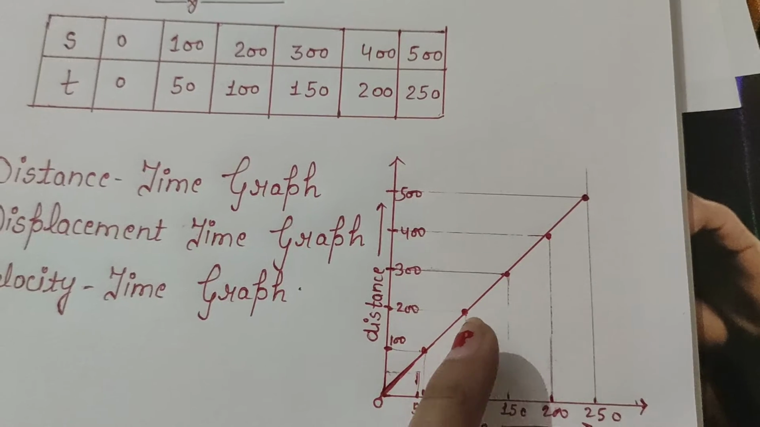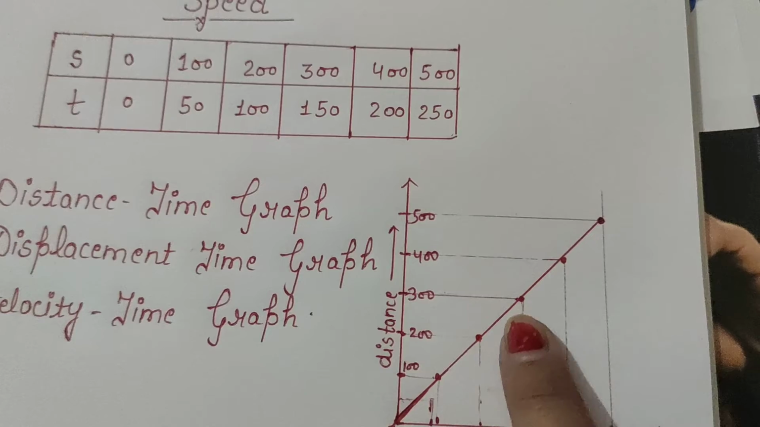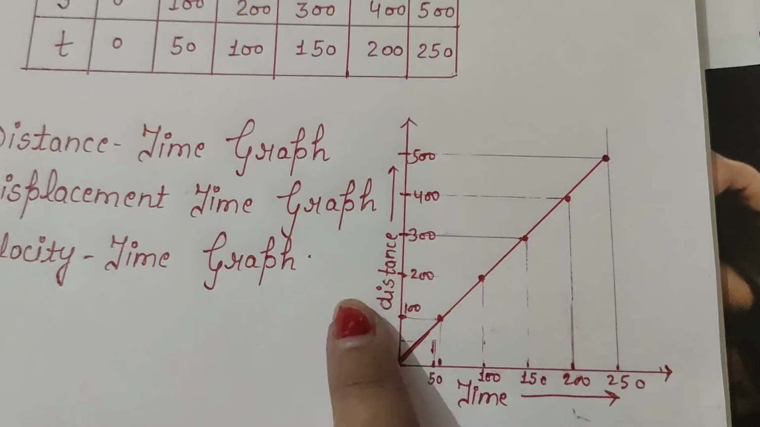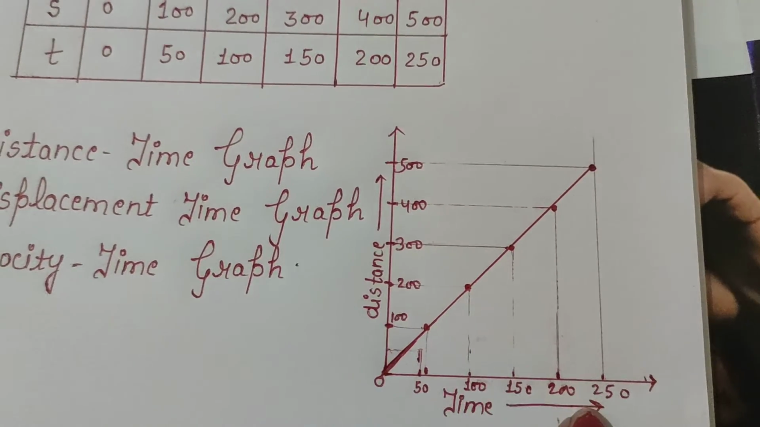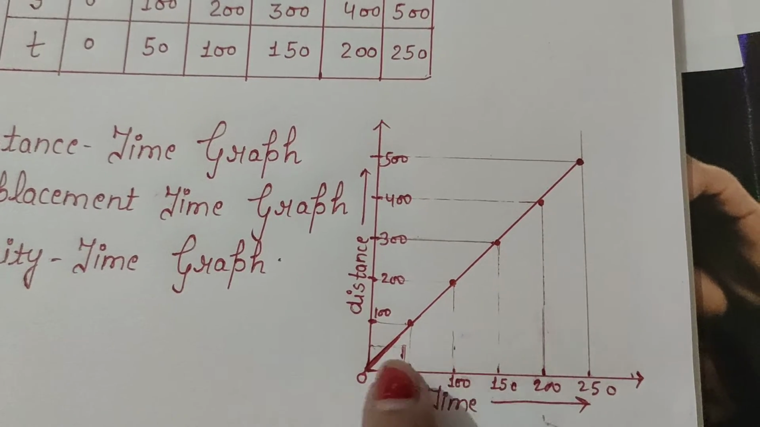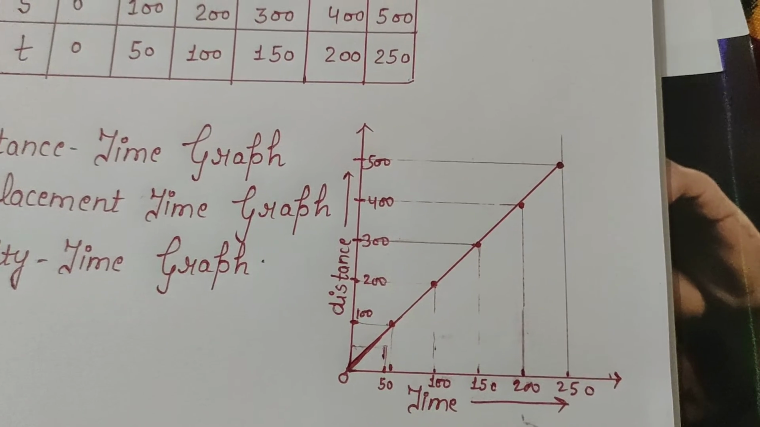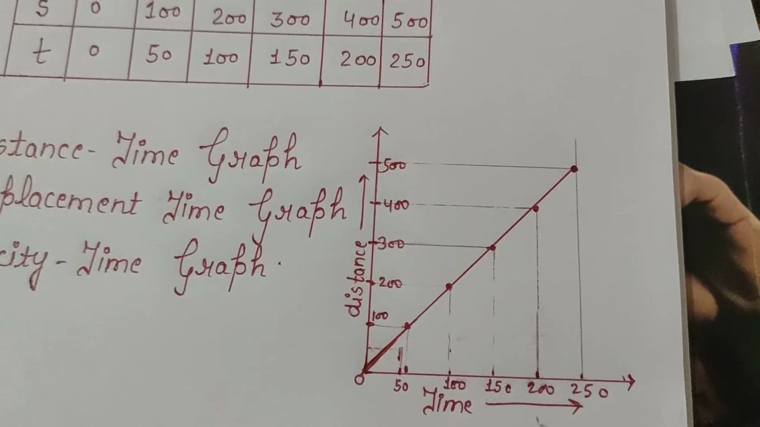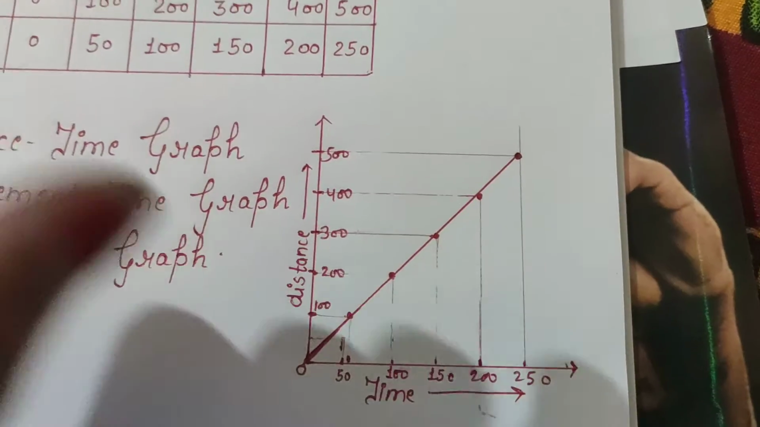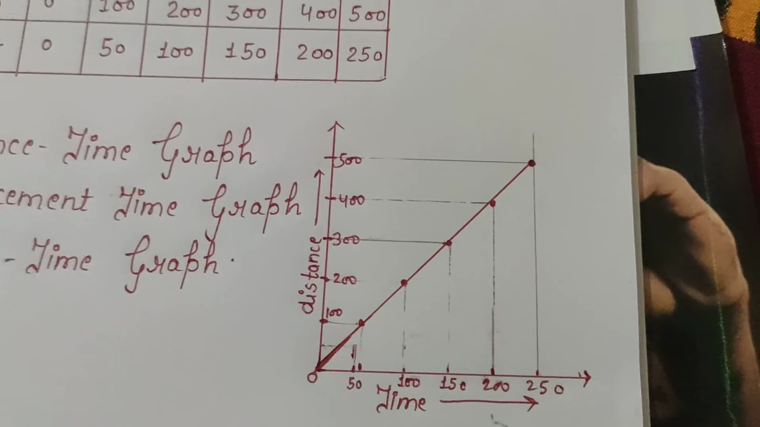When we join the first, second, third, fourth and last points, we see that there is a straight line. So we have plotted a graph between distance and time. The graph plotted between distance and time here represents the uniform speed, because this type of graph we have seen in uniform motion. So the distance-time graph for uniform speed is a straight line. Is it clear? What is the distance-time graph for uniform speed? It is a straight line.